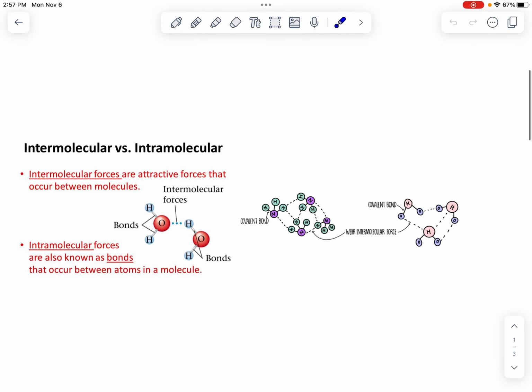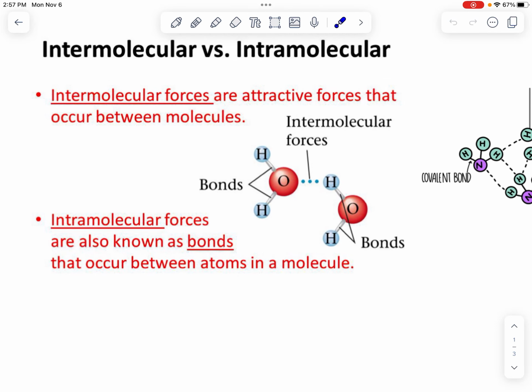And then just to go into the definition some more, right? Intermolecular forces are attractive forces that occur between molecules, right? So if we look at these two water molecules, these lines here, those represent the bonds. That's a bond between an H and an O. This is not an intermolecular force. We would actually call those intramolecular, but nobody really calls them that. We just call them bonds.